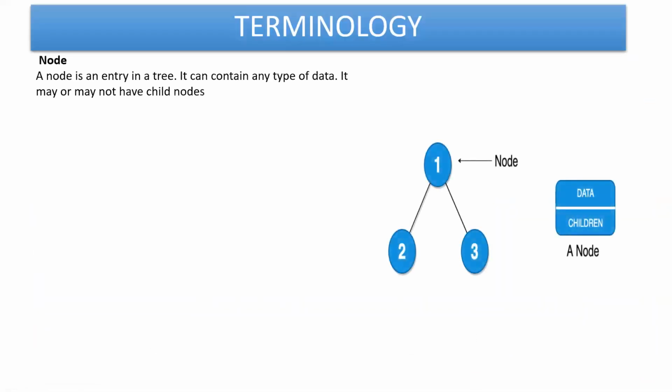Now we'll see some terminologies related with the general tree. Node is nothing but what? It is an entry point in the tree, and it can contain any type of data. It may or may not have the child nodes. Here in this example, 1, 2, 3, these are nothing but the different nodes.